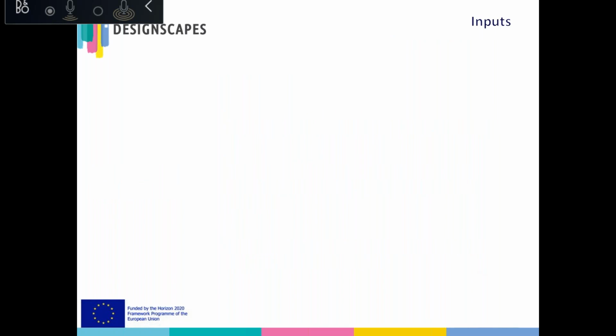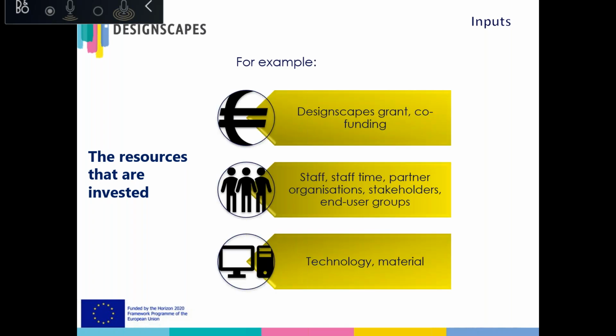Inputs. Now, although this is done in a backwards mapping, here we're just going step by step. The inputs are essentially what is being invested, so the resources that are being invested into your projects. There are a number of things that you might be thinking about here. Financial resources: for you, it will be the Designscapes grant, for example, or any other co-funding that you're receiving from other sources.